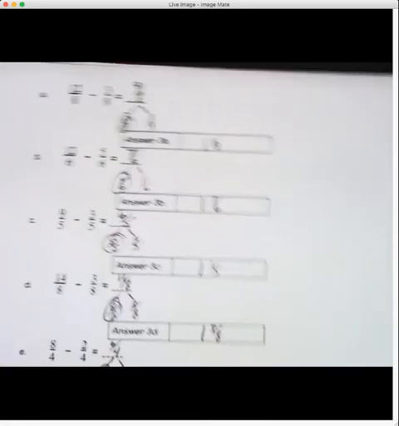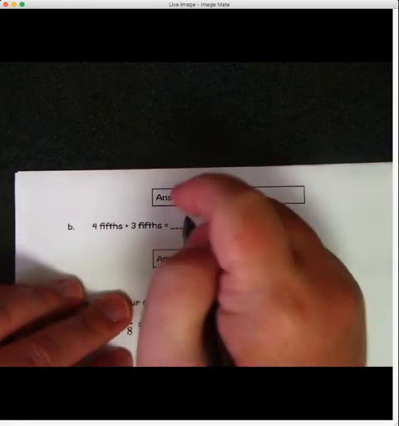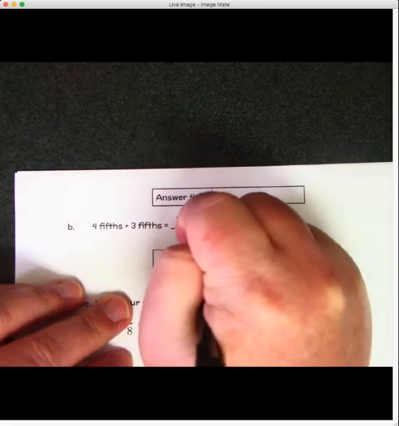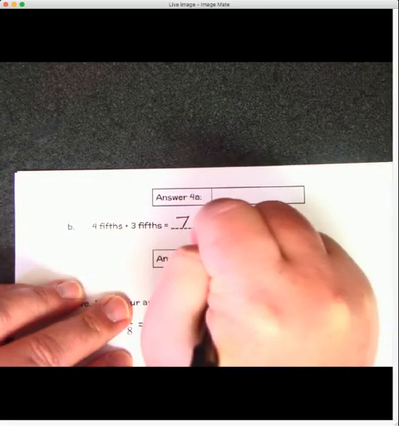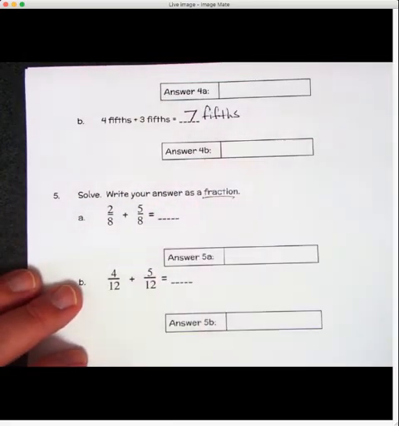All right, next page. This time we've got 4/5 plus 3/5. That's going to be 7/5, writing it in unit form. And then it's going to switch back and it's going to say, write your answer as a fraction.